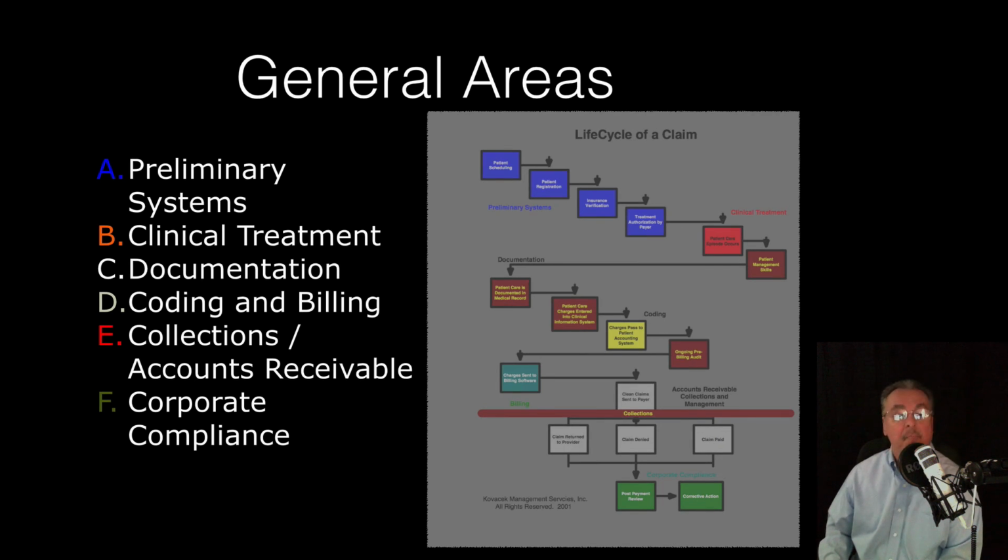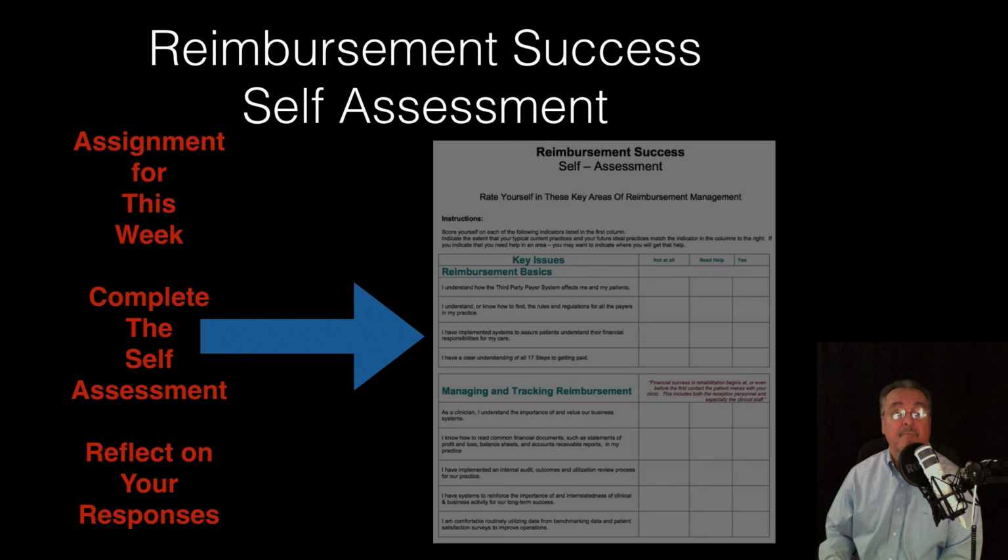Okay. In that, we're going to look at the initial, here in blue, the preliminary systems. And we've talked about some of those in terms of patient registration, insurance verification, treatment authorization. Also clinical treatment, which of these 17 is just one step. We're also going to talk about documentation. We talk about coding and billing. And then the bottom part here is collections, accounts receivable, and corporate compliance. And we're going to look at this in much more detail.